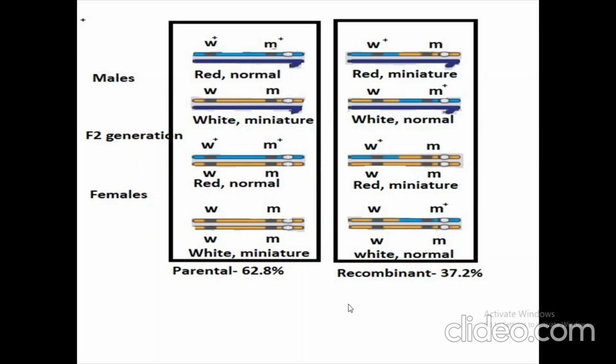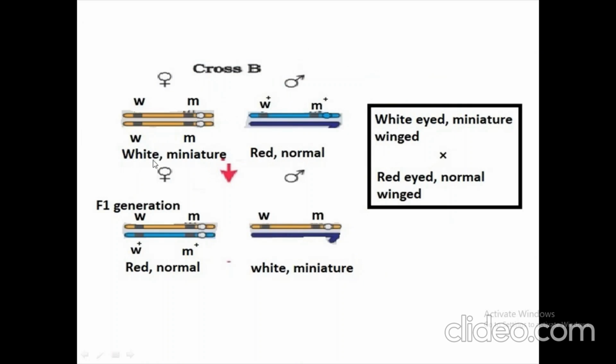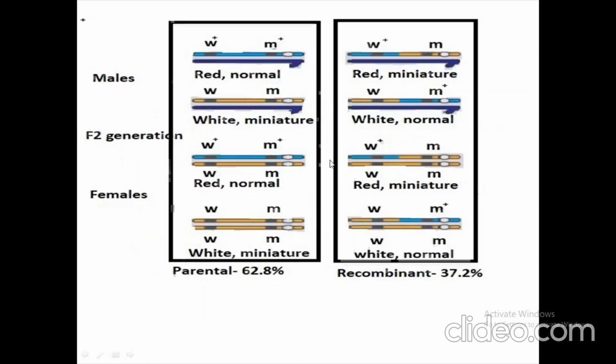In F2 generation, they observed that 62.8% of flies were parental type and 37.2% were recombinant type. That is, 62.8% of the flies are red-eyed and normal winged, and white-eyed and miniature winged. So these are the parental phenotypes: white-eyed miniature winged, and red-eyed normal winged.